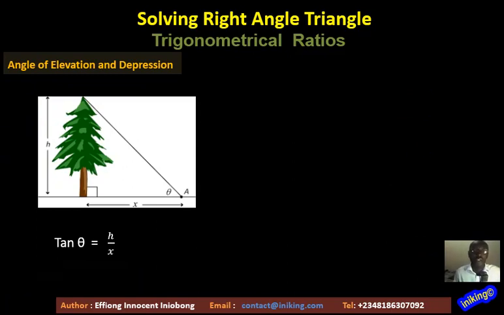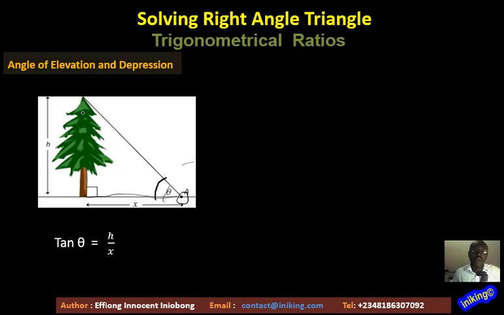Here I have a tree. I want to look at the angle of elevation of the top of the tree, from the point A. If I were to have my eye level at A, that is horizontal this way, and I want to take sight of the top of the tree, what do I have to do? Elevate my eye level that way through the angle theta. So this therefore is the angle of elevation.